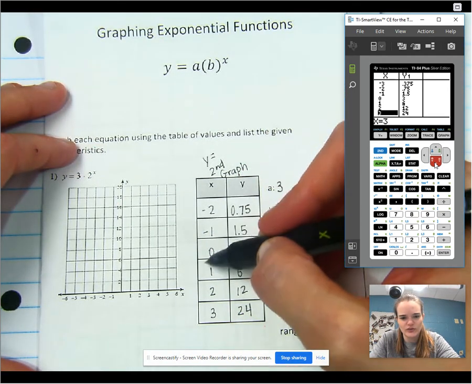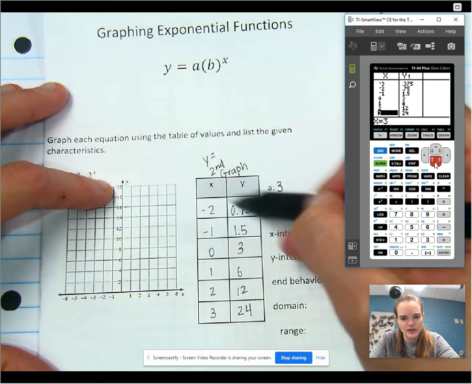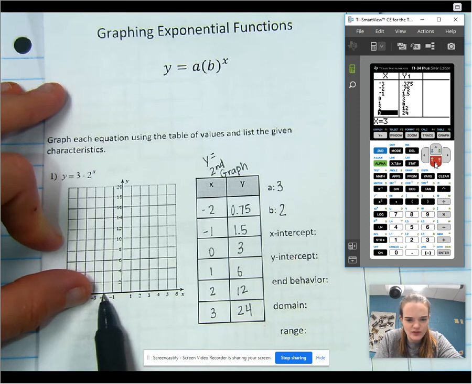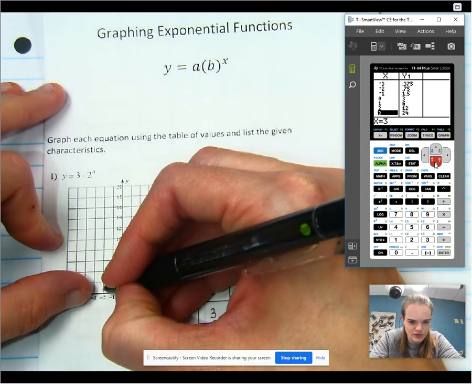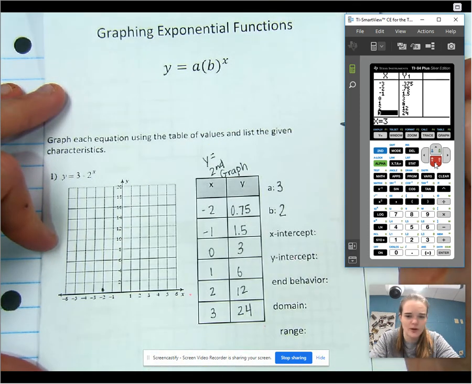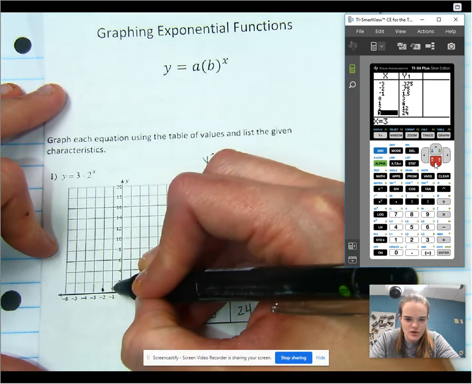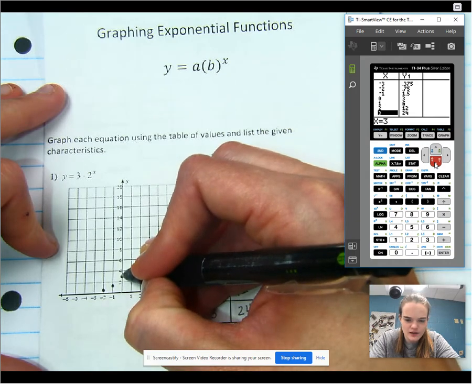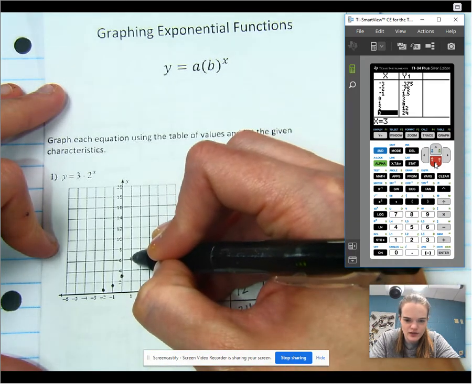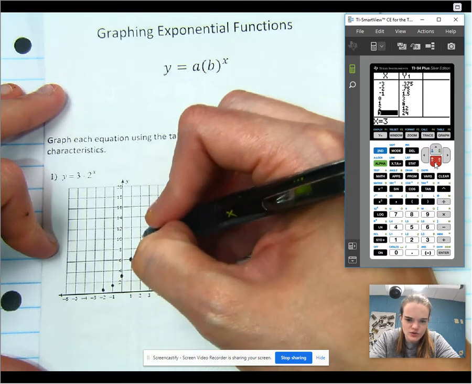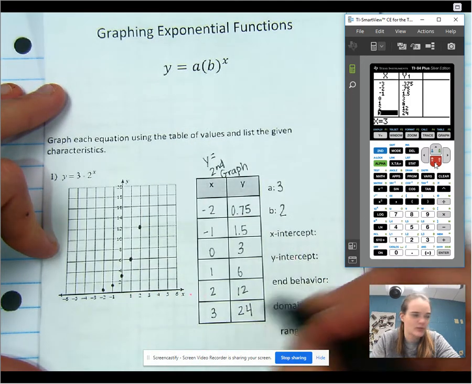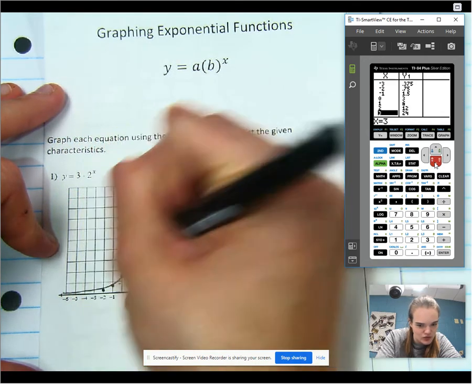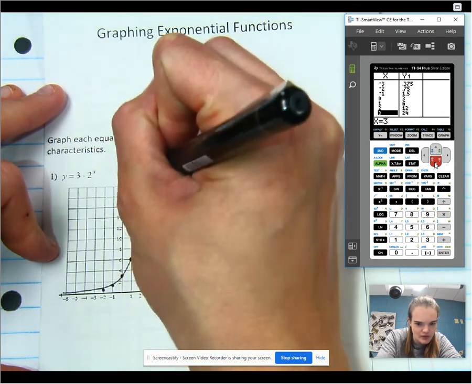We talked about this in the past. We can only graph the ones that this graph has. This graph goes up to 20, so we can graph as much or all of these. So -2 and 0.75 is right about there. It's very close to 0. -1, 1.5, not quite at 2. 0, 3, 1, 6, 2, 12, and we cannot graph 3, 24. You are going to need to go from left to right and draw and connect all the way up to the top.